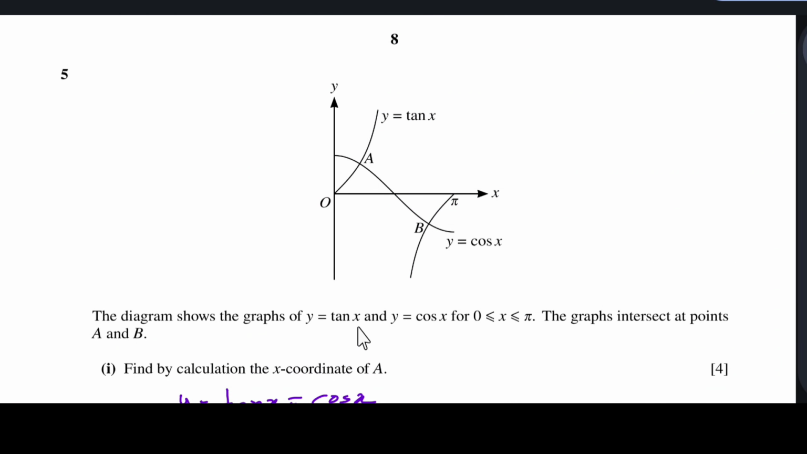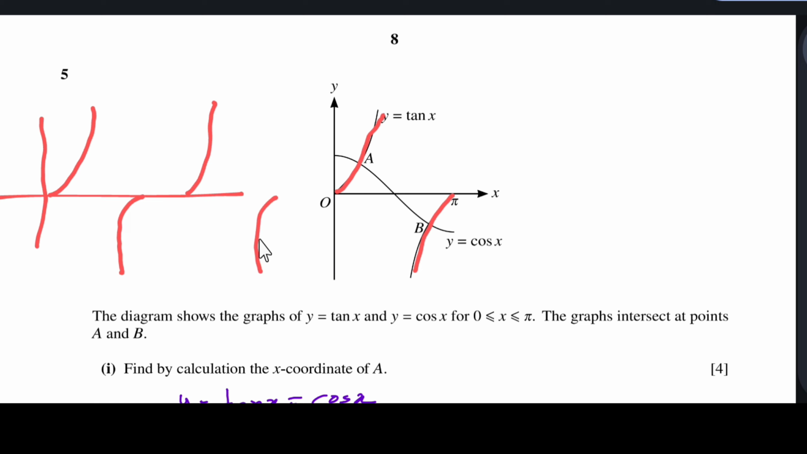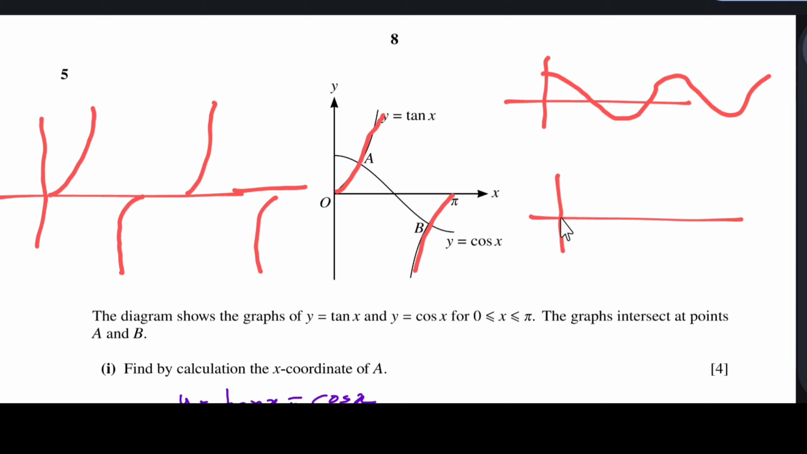The next question shows the graph of y is equal to 10x, that is this graph, and the graph of cos x. The graph of 10x would look something like this, and for cos x the graph would start from a value greater than 0, then move forwards. And for sin x the graph would always start from 0, then move forwards.